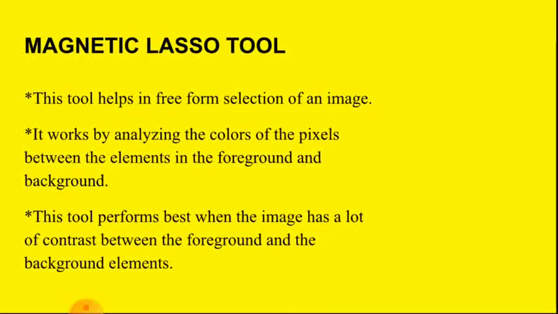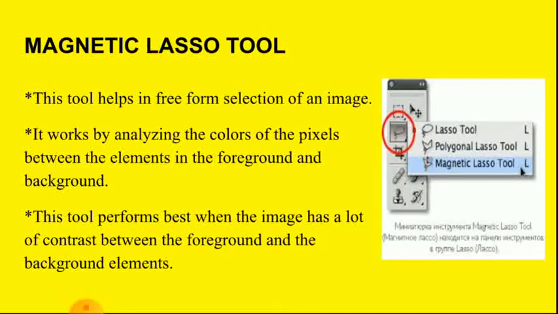This tool helps in free form selection of an image. It works by analyzing the colors of the pixels between the elements in the foreground and background. This tool performs best when the image has a lot of contrast between the foreground and the background elements. Can you see the icon of the magnetic lasso tool? Yes, that is the icon of the magnetic lasso tool.